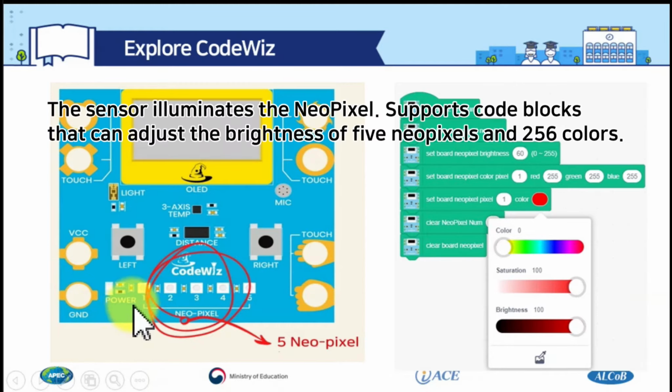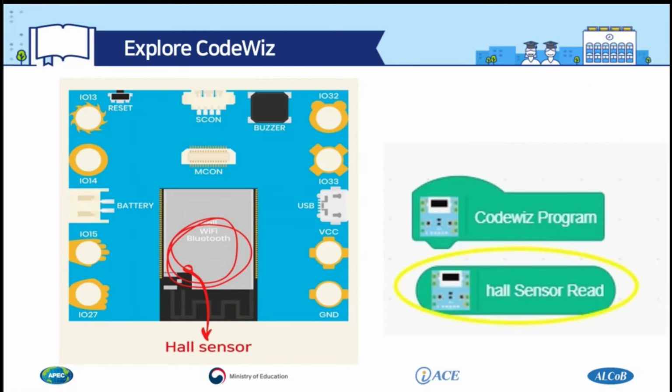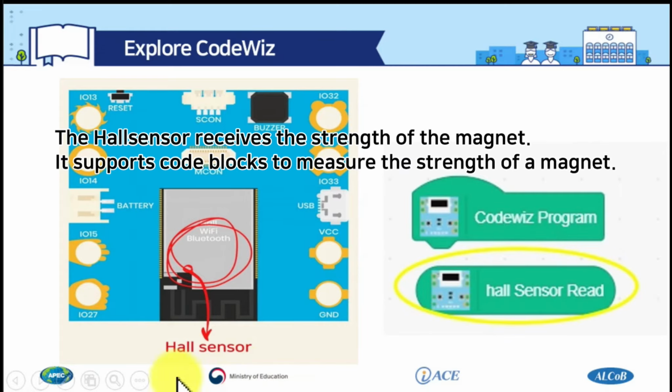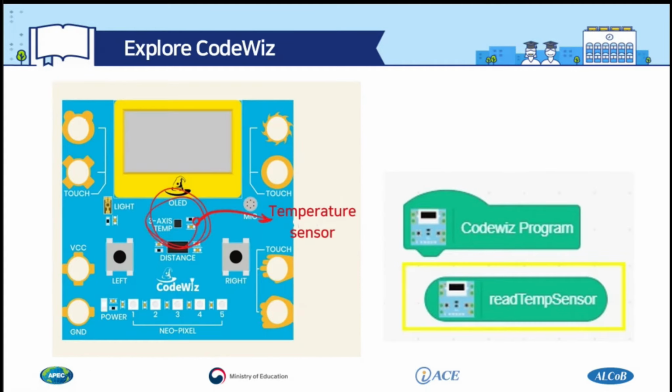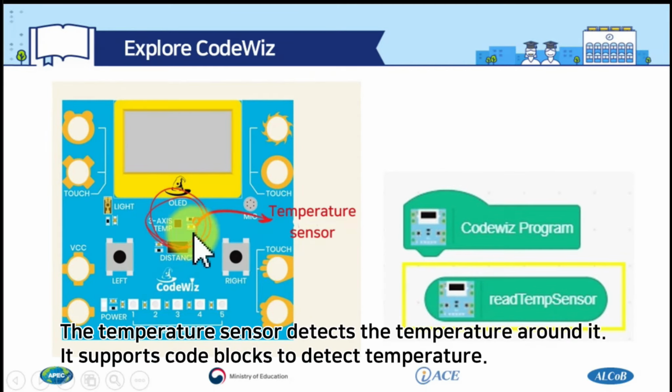The sensor illuminates the NeoPixel, supports code blocks that can adjust the brightness of 5 NeoPixel and 256 colors. The Hall sensor receives the strength of the magnet. It supports code blocks to measure the strength of the magnet. The temperature sensor detects the temperature around it. It supports code blocks to detect temperature.